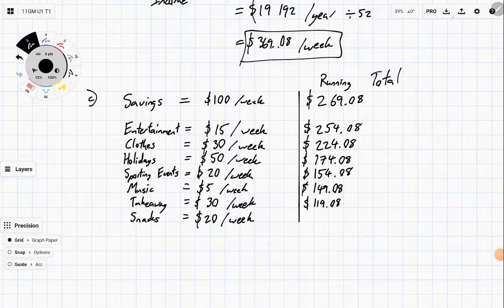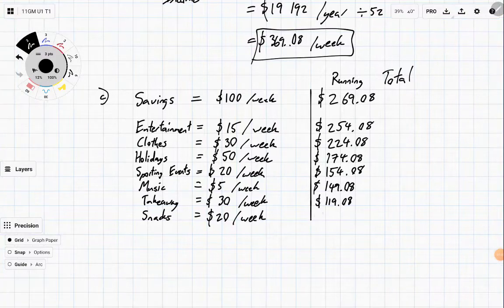and then minus 20 gives us $99.08. Now this $99 could literally be added to any one of these categories. It's just a choice now.